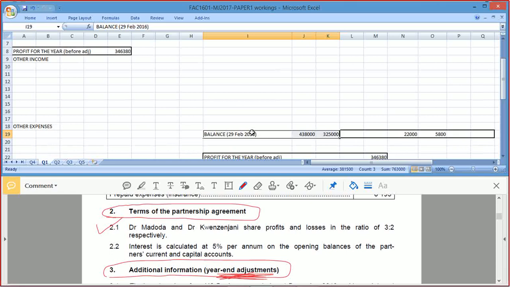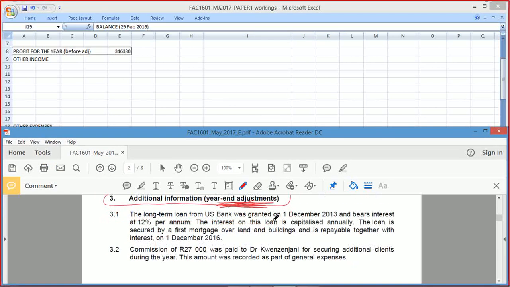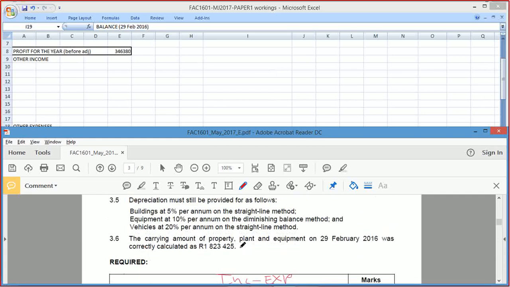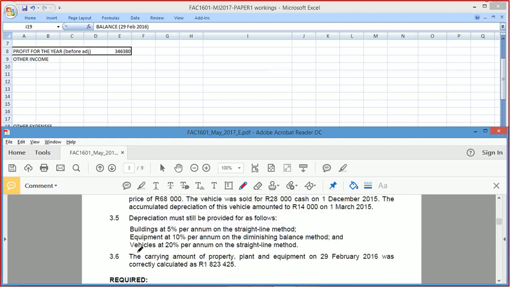Do you agree? Yes. Okay, so then you go look for information in the question. Do you see any point in the additional information that talks about capital that was contributed during the year? Nothing was contributed during the year. Well, it doesn't state that anything was contributed. So you need to scan everything.